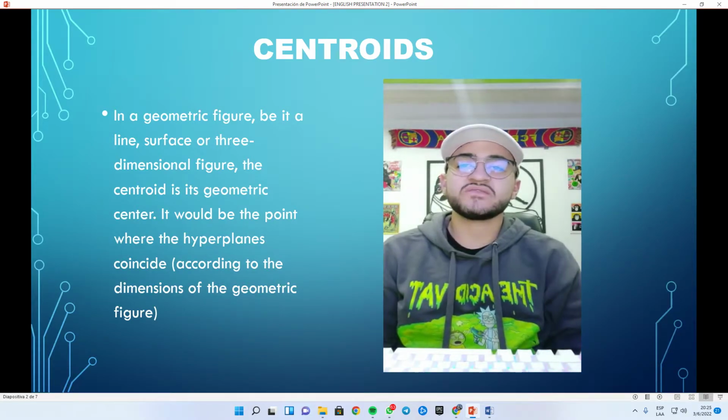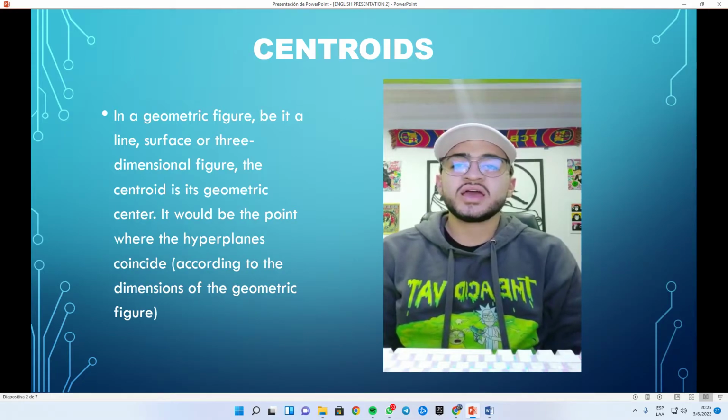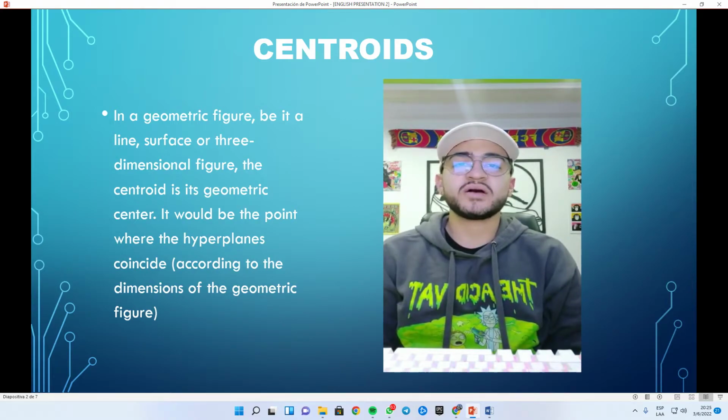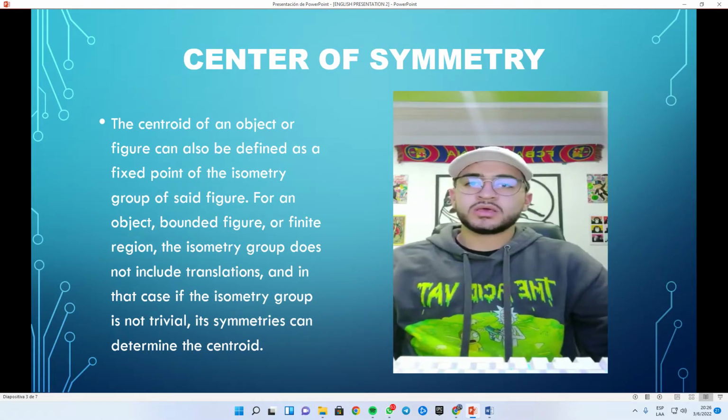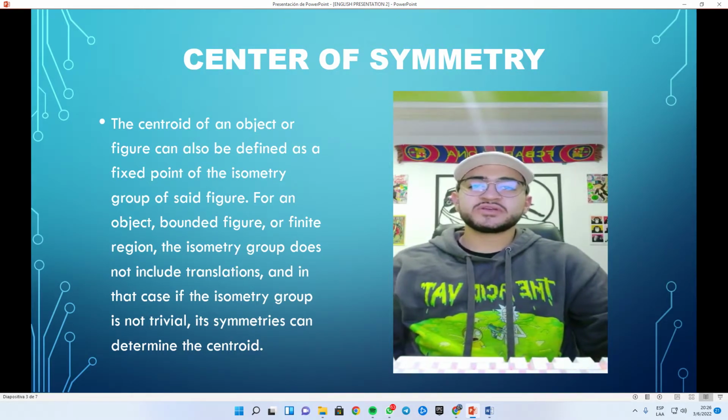In physics, if we consider that the element has symmetry and constant density, and the value of gravity is not taken into account, the center of mass or center of gravity, also called the barycenter, coincides with the centroid, but the centroid is a fully geometric concept. The center of symmetry of a geometric figure is the centroid.